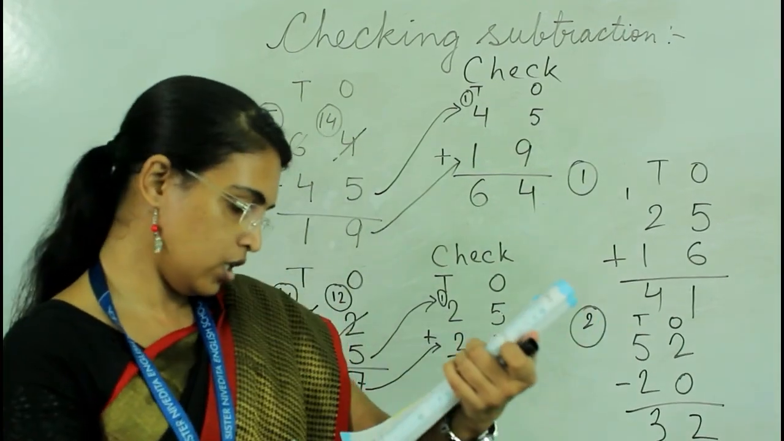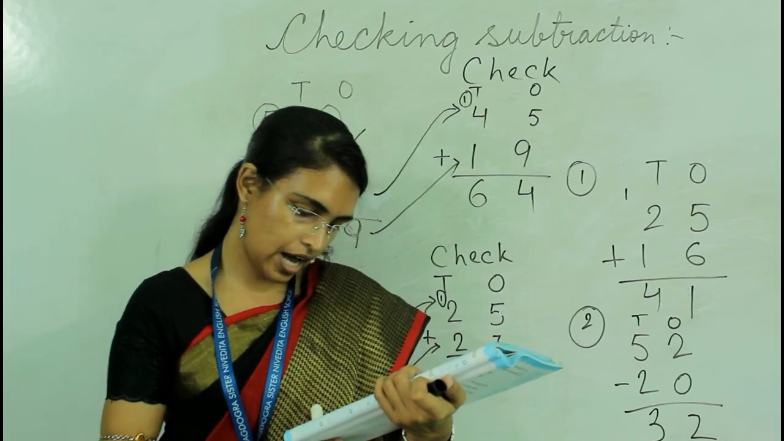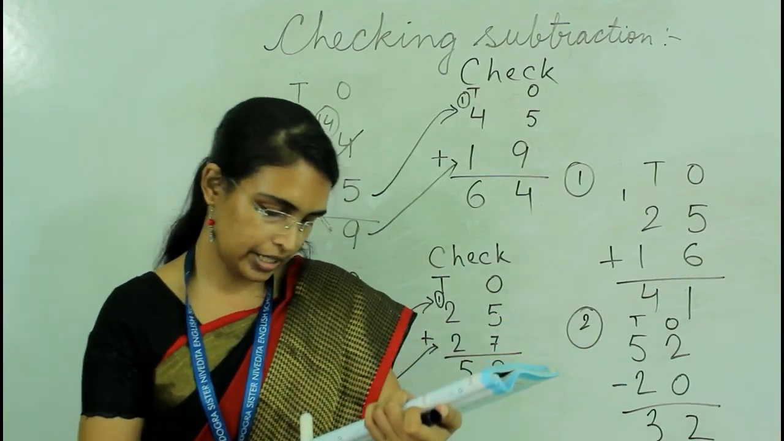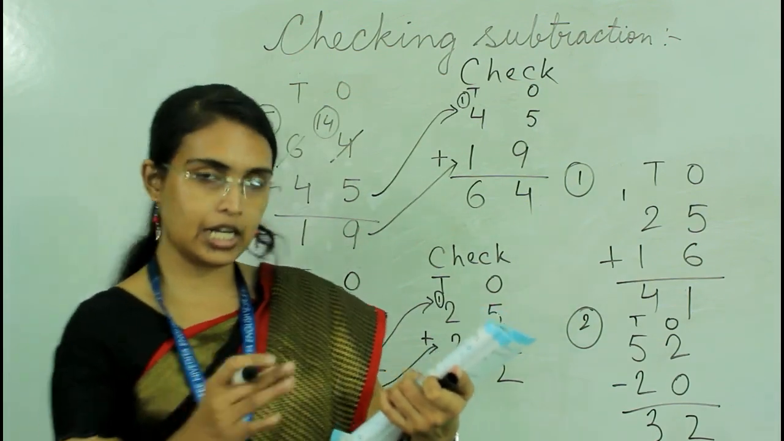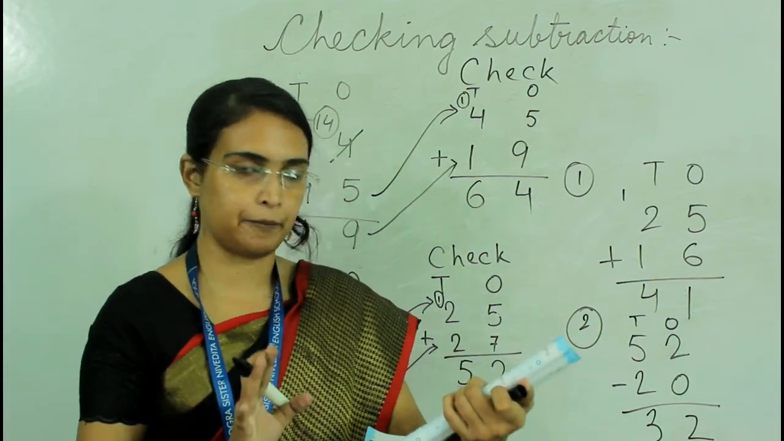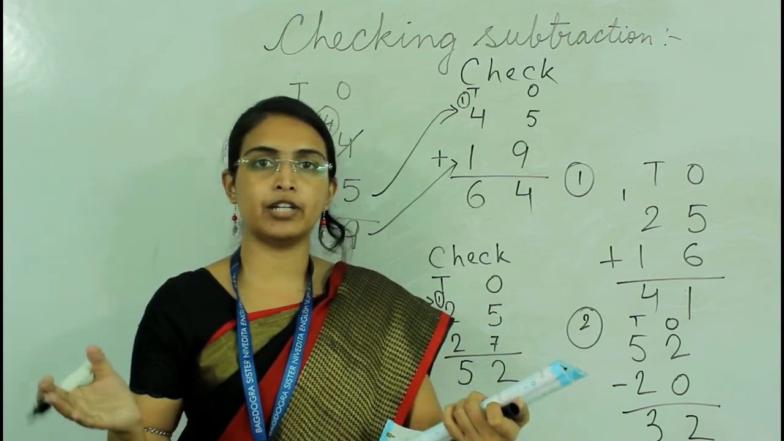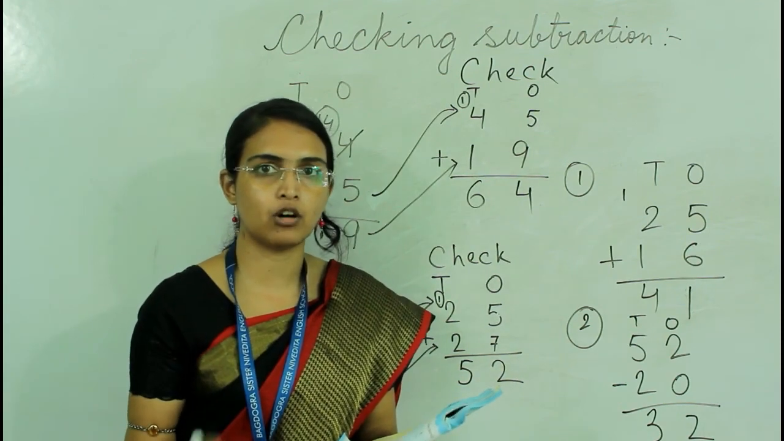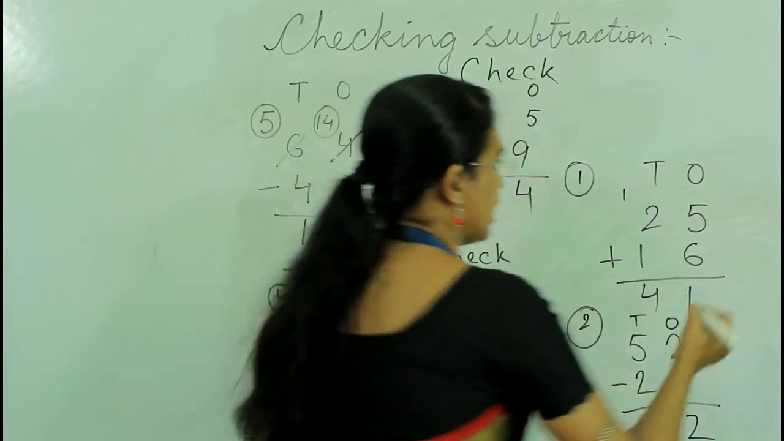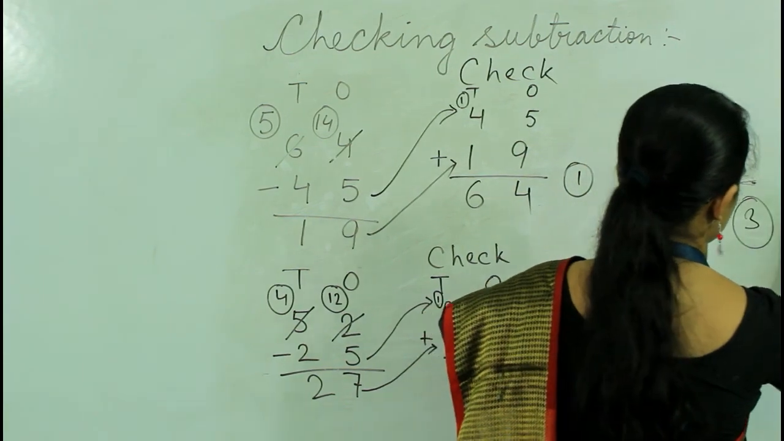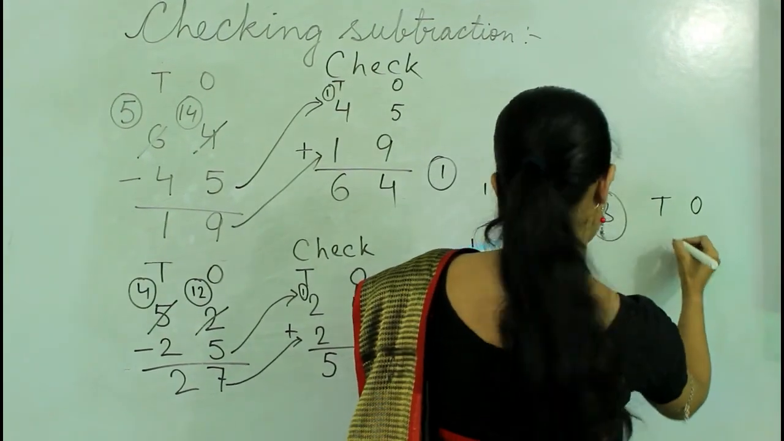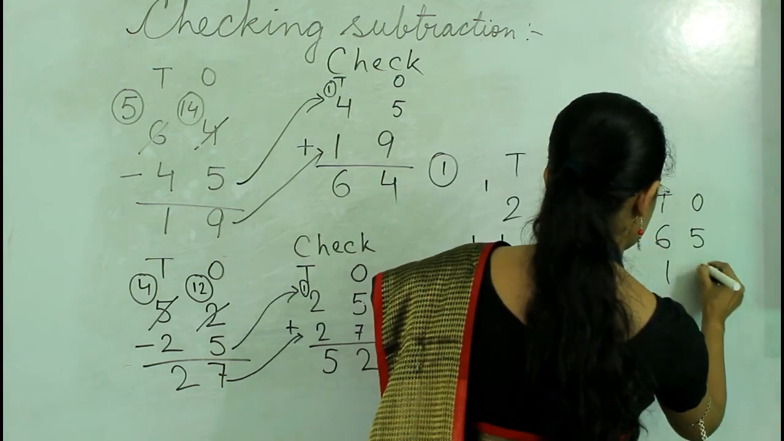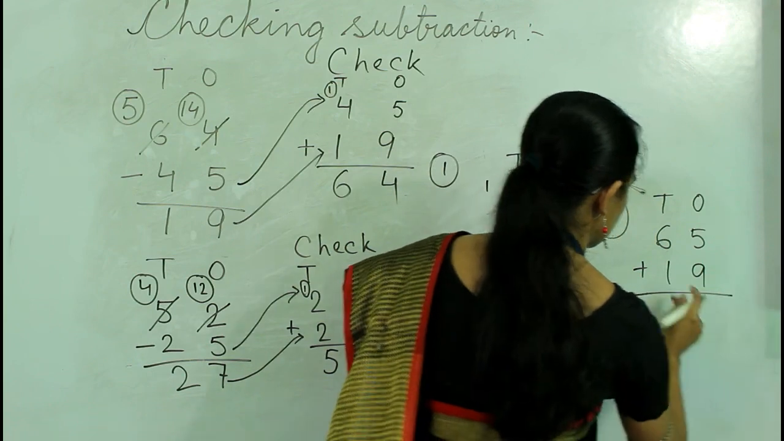Now the last question. Anil and Anita have 65 toys. They were given 19 more. How many toys do they have now? So Anil and Anita have 65 toys with them, and someone gives them 19 more toys. So all together they have how many toys? All together means addition. That means first they have 65 toys, and they got another 19 toys. Now we have to do addition.